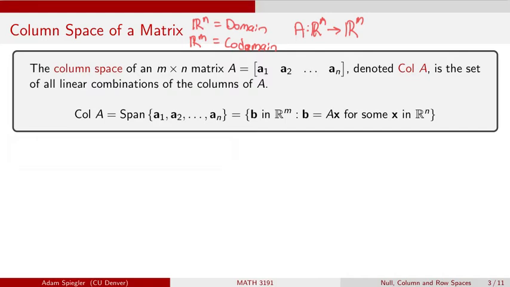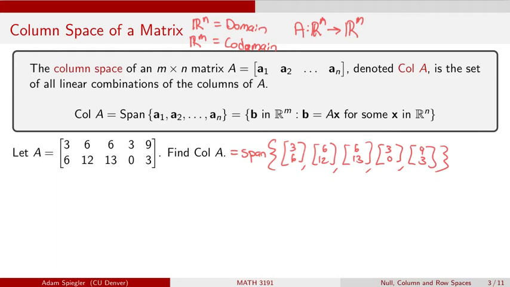So let's take a look at an example using the same matrix A from the previous video. So here A is a 2 by 5 matrix. The top row is 3, 6, 6, 3, and 9. And the second row is 6, 12, 13, 0, and 3. And we want to find the column space of A. Well, here's a really obvious answer where I can just write the column space of A is the set spanned by the 5 different column vectors of matrix A.